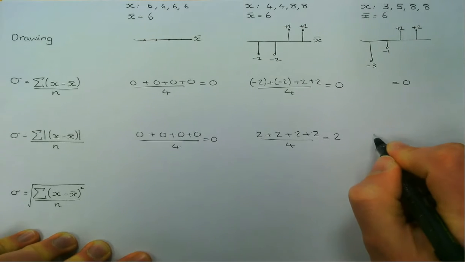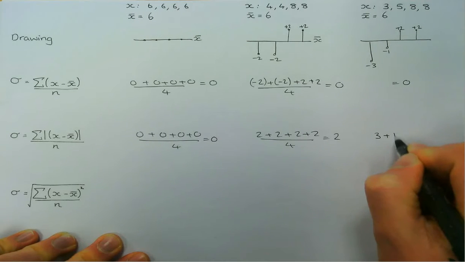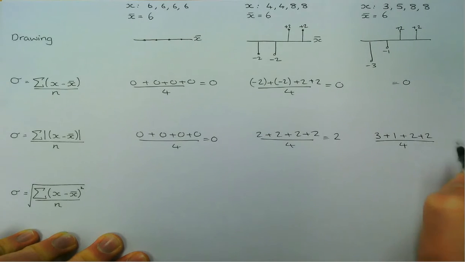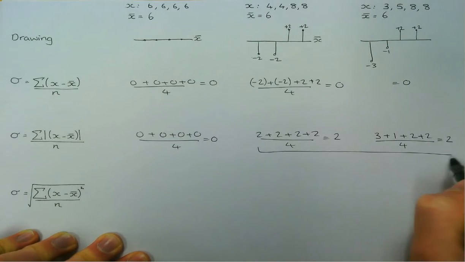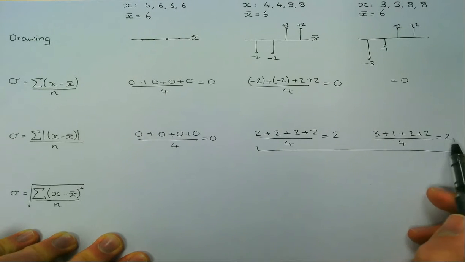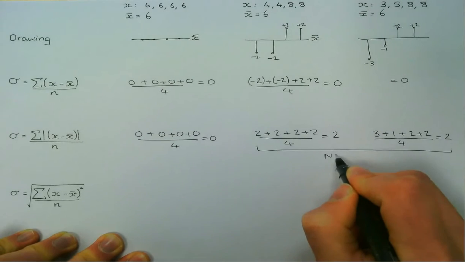Let's try it for this one. So we have 3 plus 1 plus 2 plus 2. Well, that's also 2, which causes us a slight issue because we can see that this one is more spread out. So we were hoping to get a different value here. So this one is also no good.